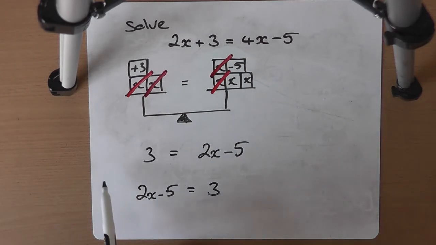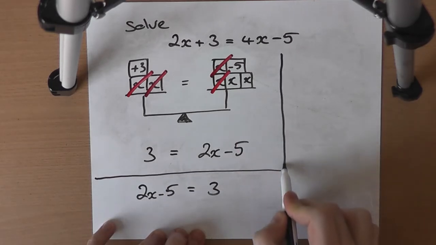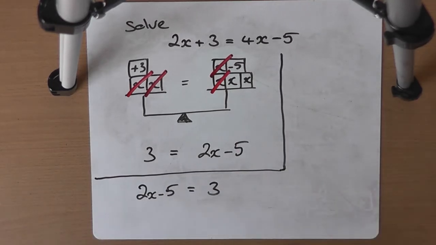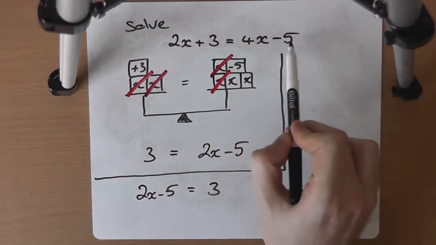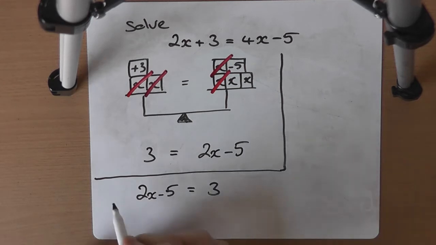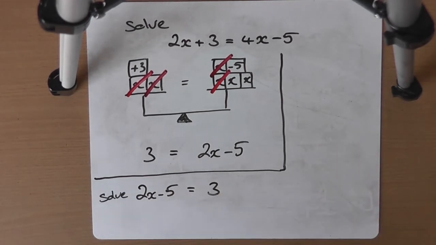And once we have got down to this bit, we can effectively rule off this stuff with the scales and we can just solve a function machine, because the question was solve 2x plus 3 equals 4x minus 5, and the question is now solve 2x minus 5 equals 3, and we could solve that with a function machine.